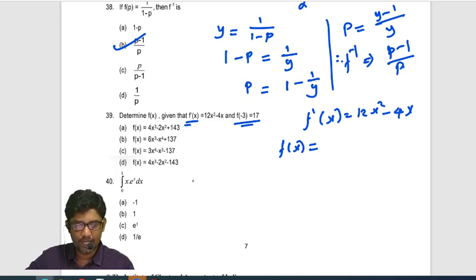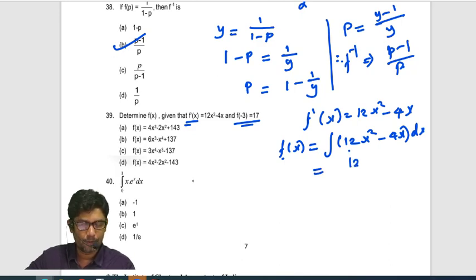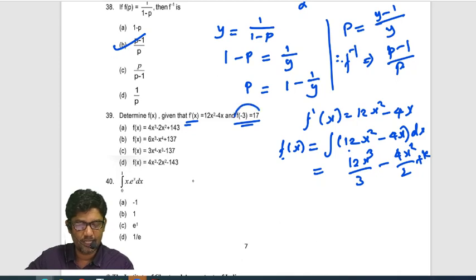So f of x can be written as the integral of 12x square minus 4x. Now tell me, my dear, what are you going to get? 12x cube by 3 minus 4x square by 2 plus k. And here it is given that f of minus 3 is 17.